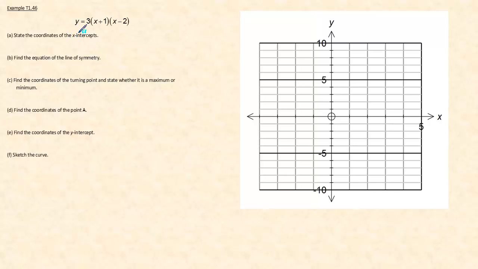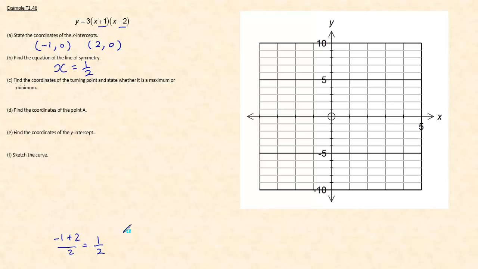We have y is equal to 3(x + 1)(x - 2). The x-intercepts will be at (-1, 0) and (2, 0). The line of symmetry will be halfway between those. So -1 add 2 divided by 2 is a half, or 0.5. So x is a half.